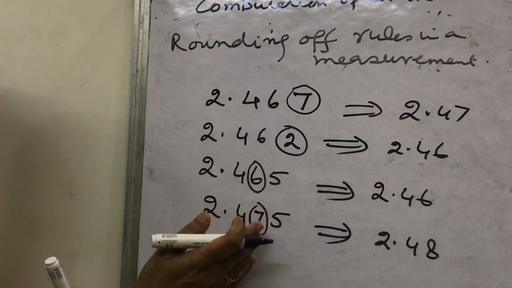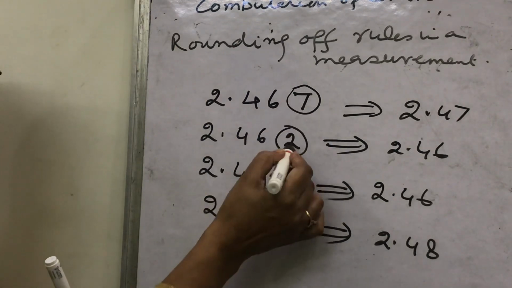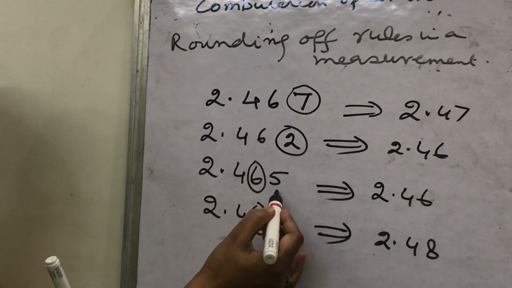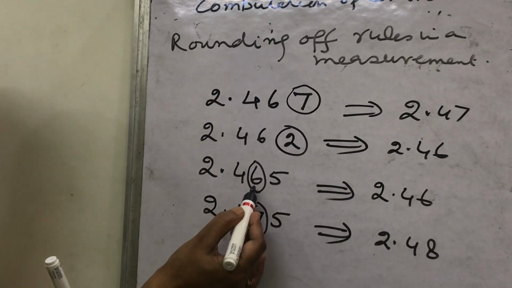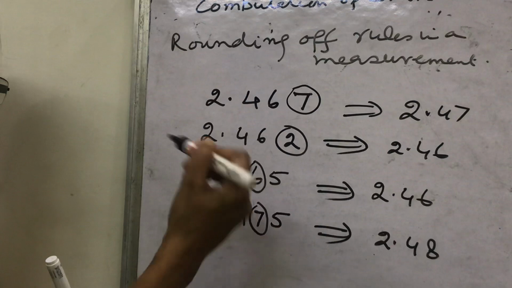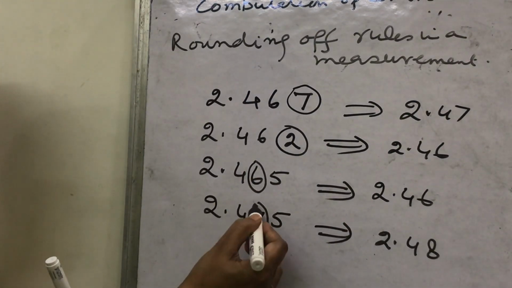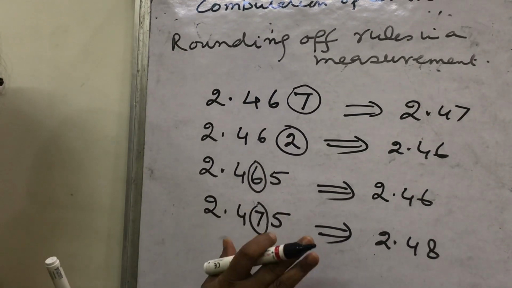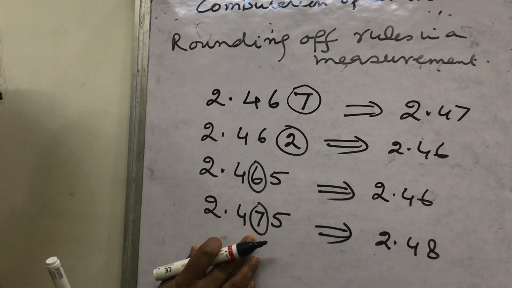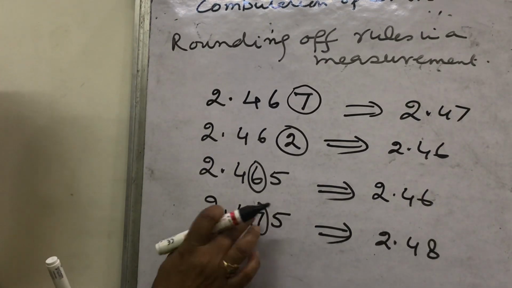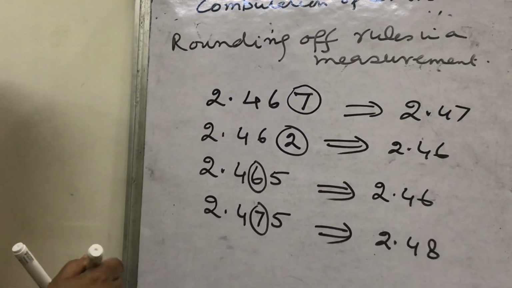So in this way, when 5 is to be eliminated, more than 5, less than 5, it is clear. If 5 is to be eliminated, then it is observed what the digit before it is, that is 6. So what will you do? You leave it as it is up to 2 places of decimal. And if you have to write this value up to 2 places of decimal and the last digit is 5, but before that is an odd number, that is 7, then you have to add 1 here, then it is 2.48. So in this way, rounding off is done.